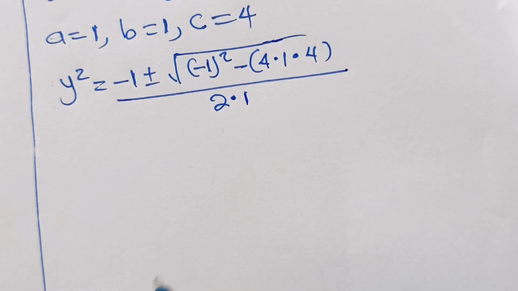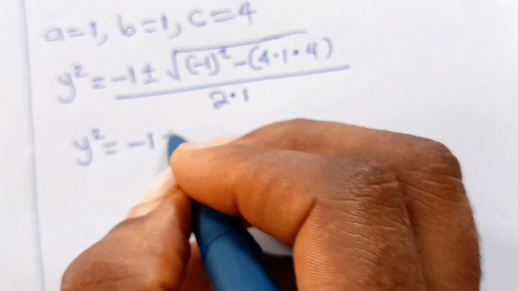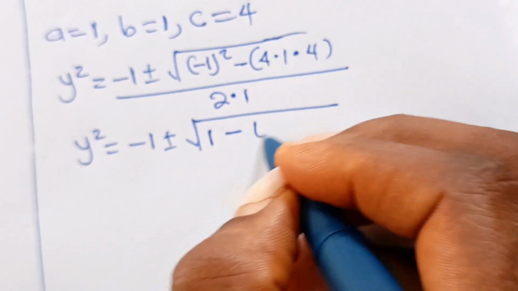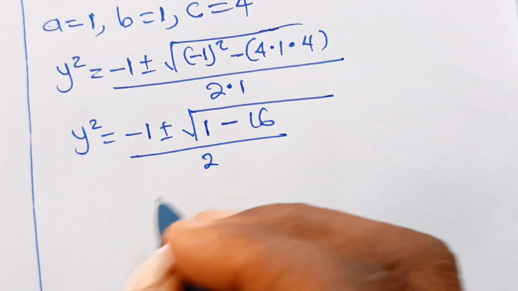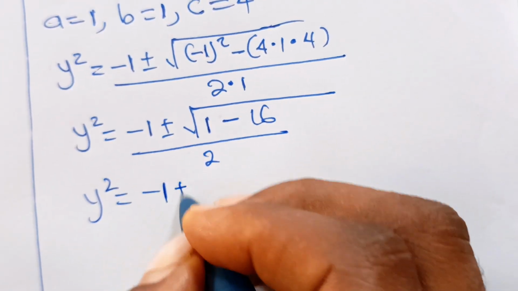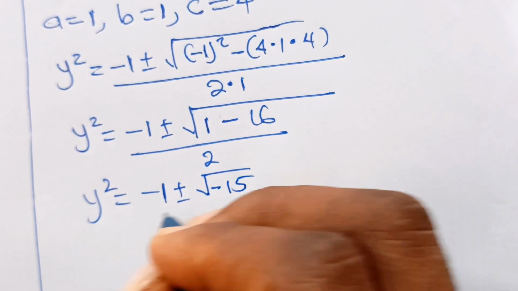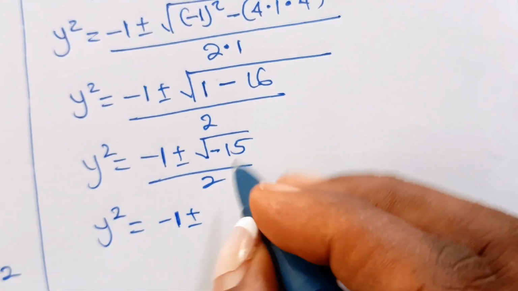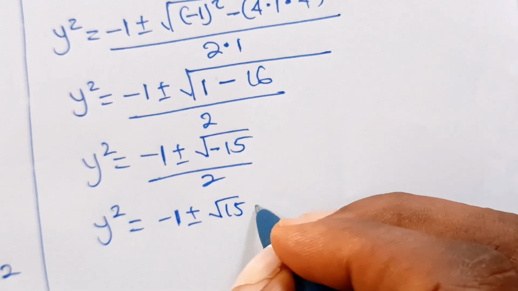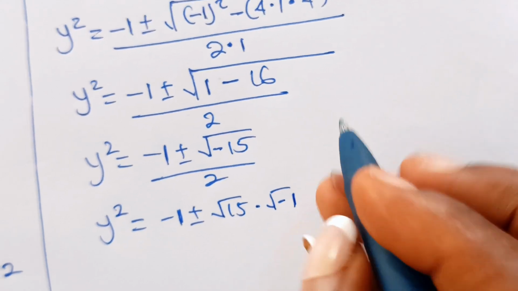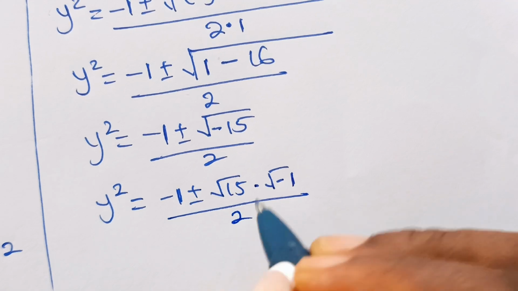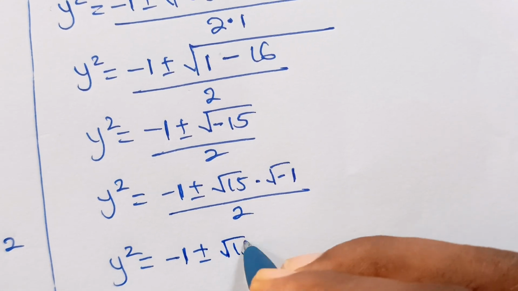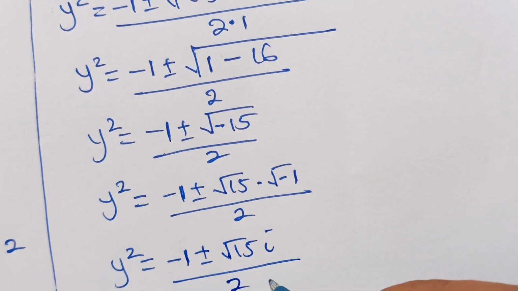everything divided by 2a, 2 multiplied by 1. So we can see that y squared is equal to minus 1 plus or minus the square root of minus 1 squared is 1 minus 4 times 4 is 16 divided by 2. So y squared is equal to minus 1 plus or minus square root of minus 15 divided by 2. This is the same thing as square root of 15 multiplied by square root of minus 1, divided by 2. So y squared is equal to minus 1 plus or minus square root of 15. Square root of minus 1 is i, divided by 2.